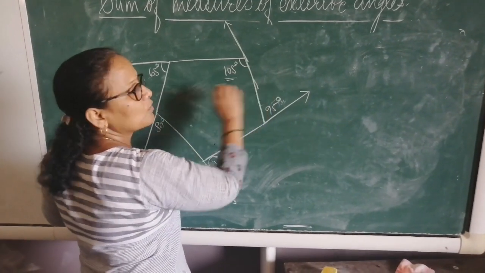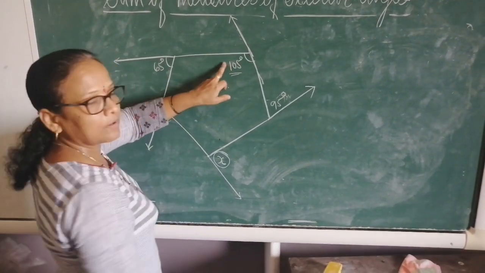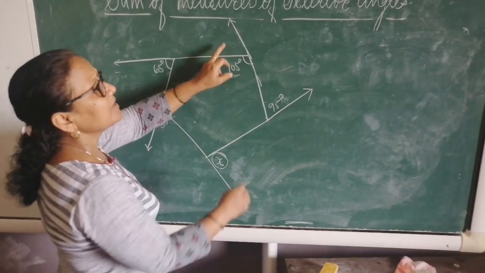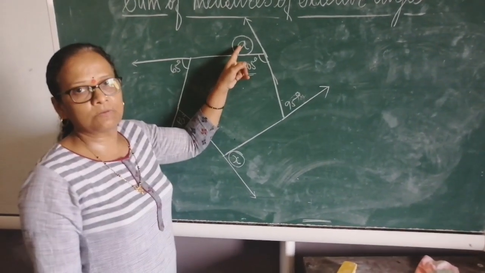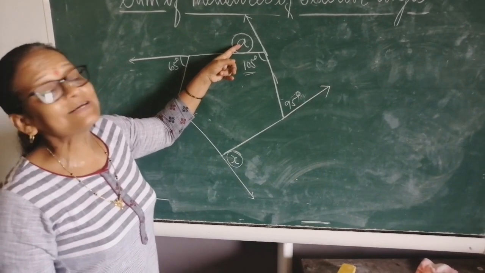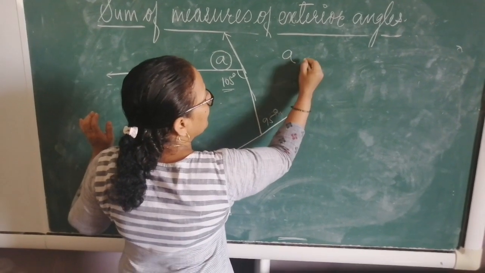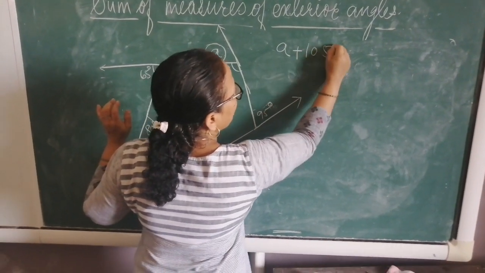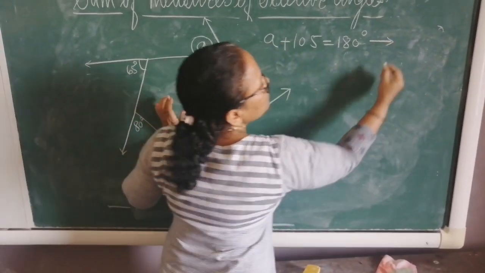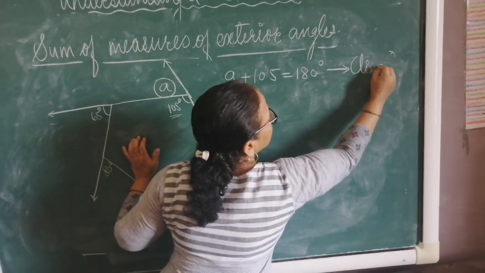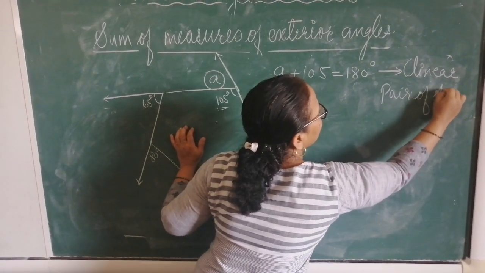As I have already told, they are on the same line, so we can say that these are called a linear pair of angles. So for example here we will call the measurement A because they have not given us the measure of this exterior angle. So we will consider this as A. As they are a linear pair, we will first write A plus 105 is equal to 180. Here in the bracket you have to write linear pair of angles.